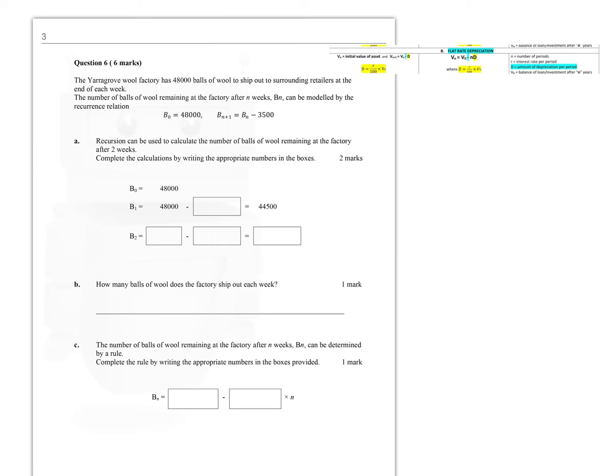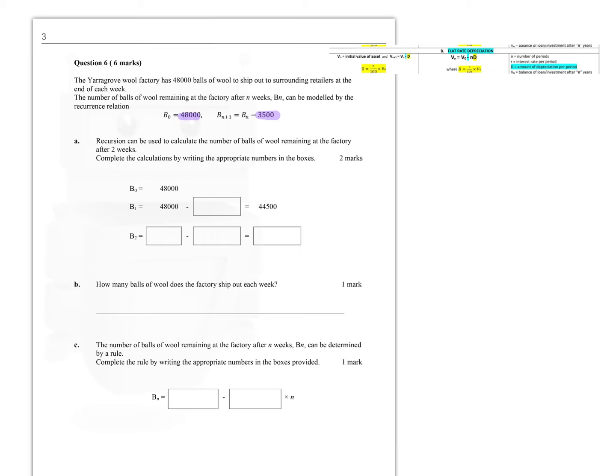Okay, the Yarra Grove Wool Factory has 48,000 balls of wool to ship out to surrounding retailers at the end of each year. The number of balls of wool remaining in the factory after n weeks can be modelled by this recurrence relation. So this is the start, and then every week 3,500 get moved out. Recursion can be used to calculate the number of balls of wool remaining at the factory after 2 weeks. Complete the calculations by writing the appropriate numbers in the boxes.